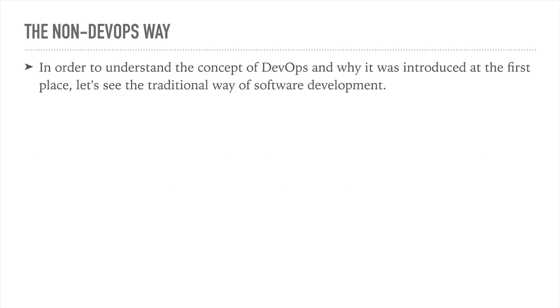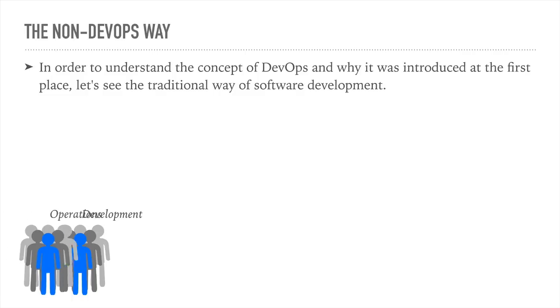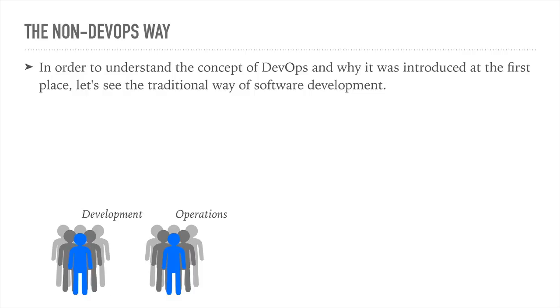So in order to understand the concepts of DevOps and why it was introduced in the first place, let's see the traditional way of software development. In traditional software development, we have two teams. The development team, those who are responsible for coding and testing the application. Once the code is verified, it can be moved to the operations team for further actions to be performed. The operations team provision the necessary infrastructure to release the application, deploy, and perform several maintenance tasks like monitoring. Even the development team may be segmented into further smaller teams like network, database, security, and so on.